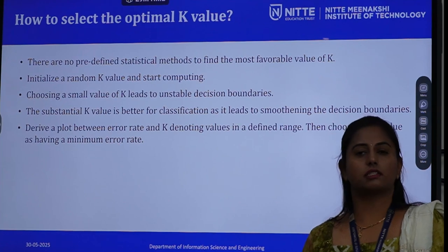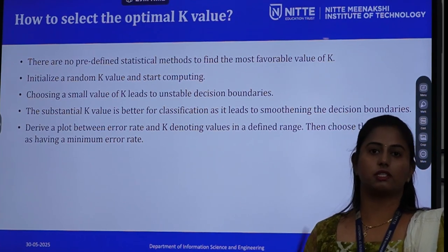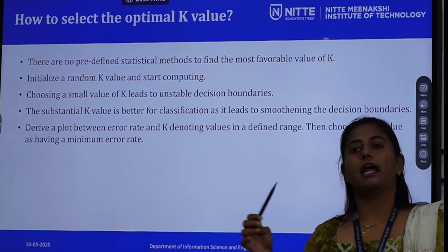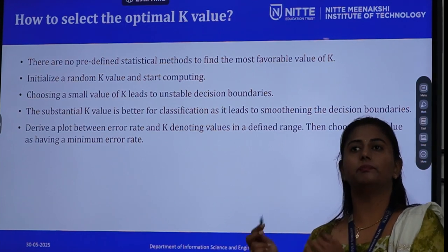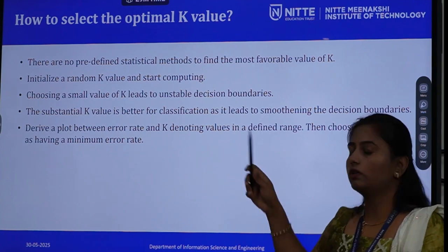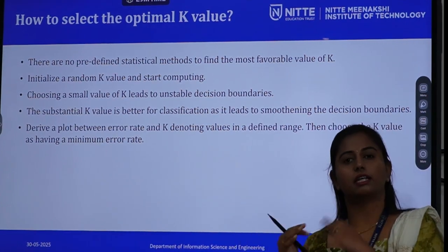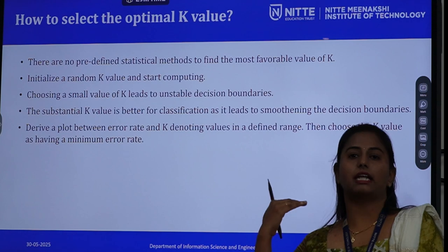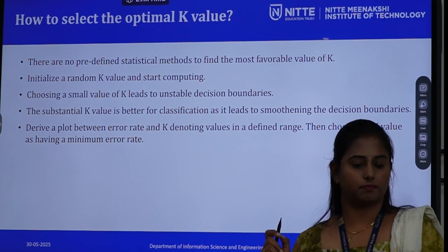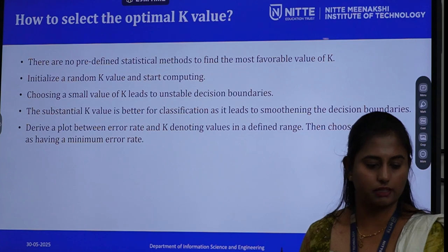I may take k equals 1, k equals 3, k equals 5 like that. Then I assign the values and check which has the lower error rate. The k value that gives the lowest error rate will be taken as the actual k value to define the data set.